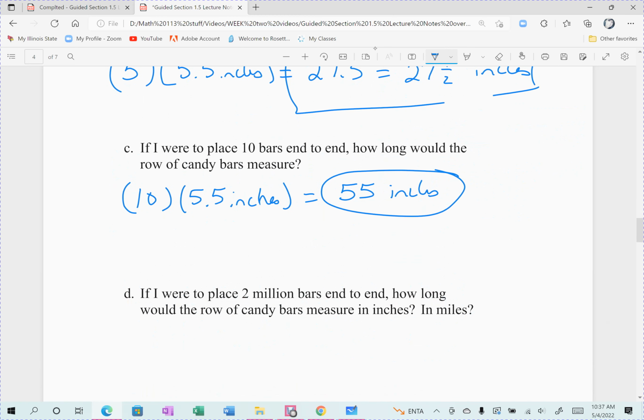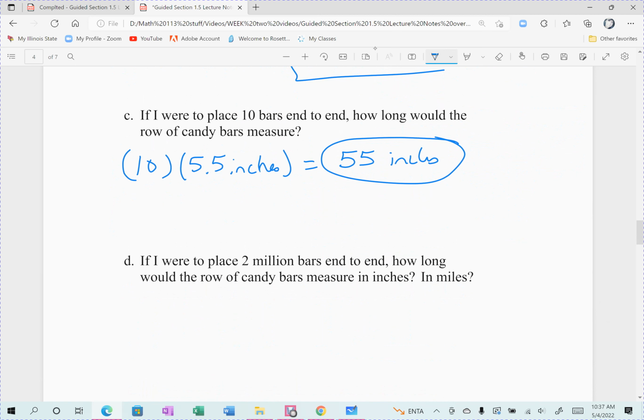All right, so now we're going to do a large number. Again, you wouldn't want to actually list it out. There would be 2 million candy bars, each 5.5 inches long, so you would technically be adding up 5.5 2 million times. But you don't want to do that. So you take 2 million times the 5.5, and that's how long it would be. But you have to remember what 2 million means: 2 million is 2 times 10 to the 6.